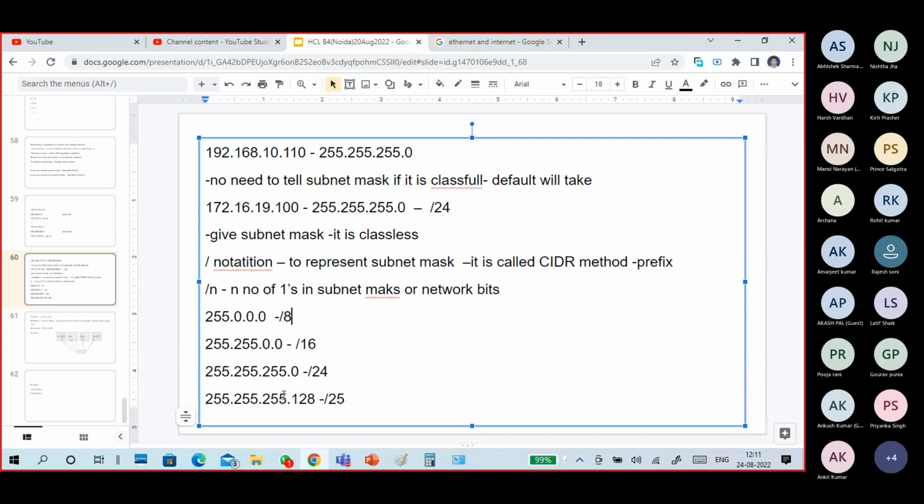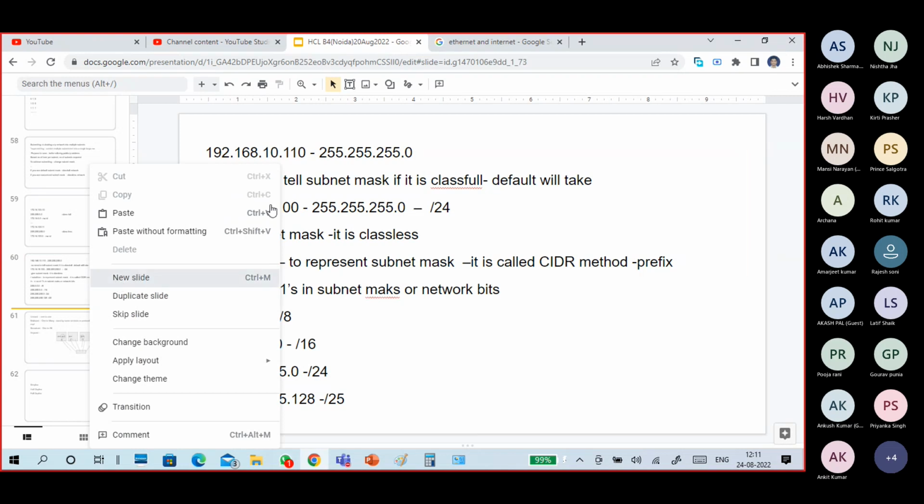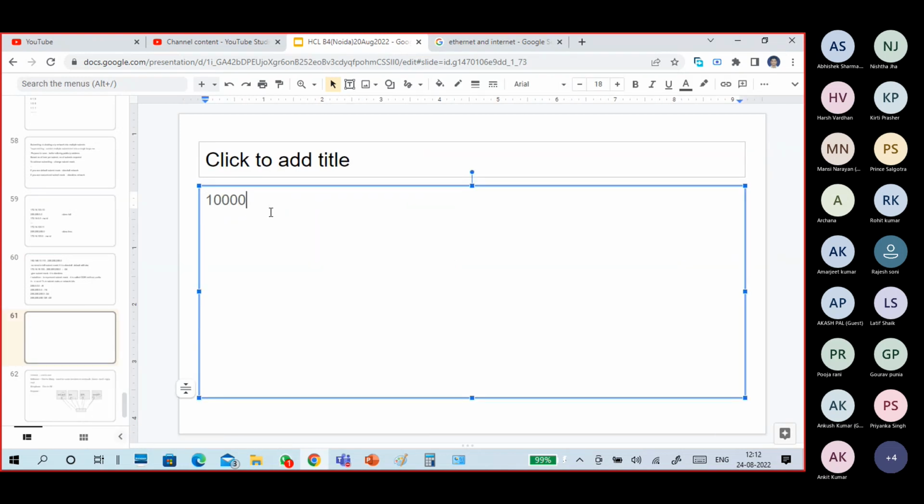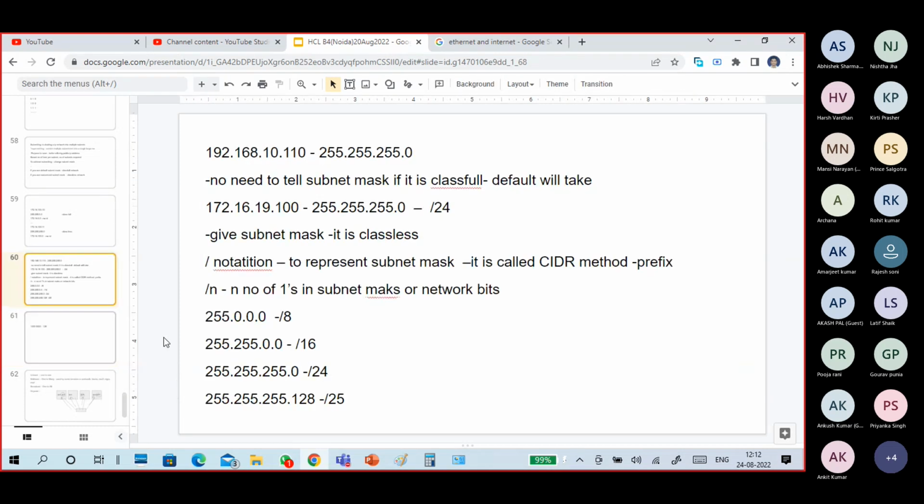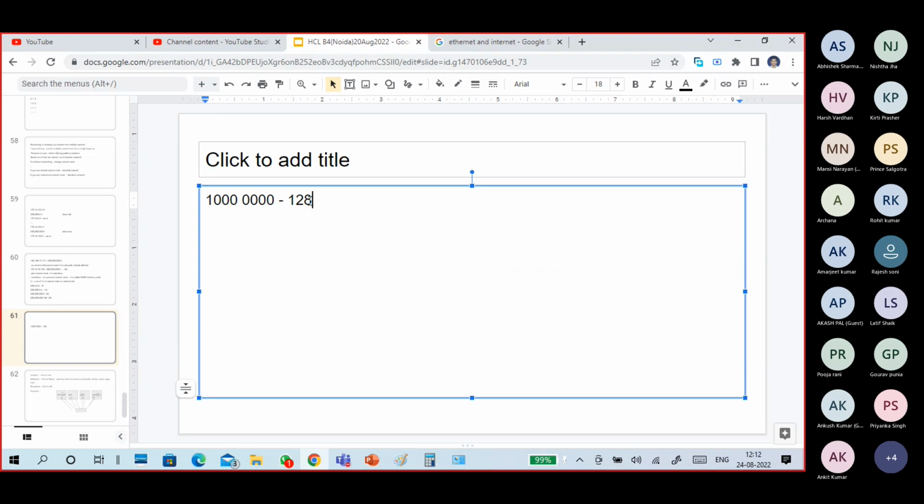So this is very easy, but this is 8, 16, 24. But how did I get 25? Because 128 means one more one is added. And I will also give you one table, you can try that much. Not required. This represents 128, like 16. In the bits, one more one is there.